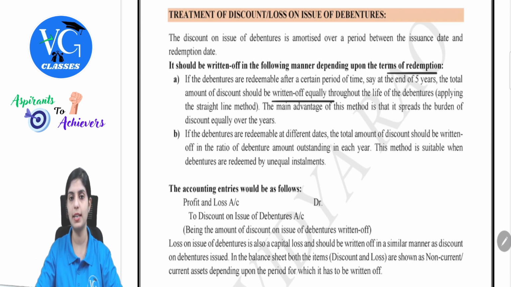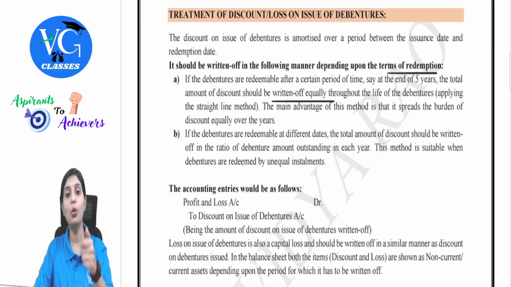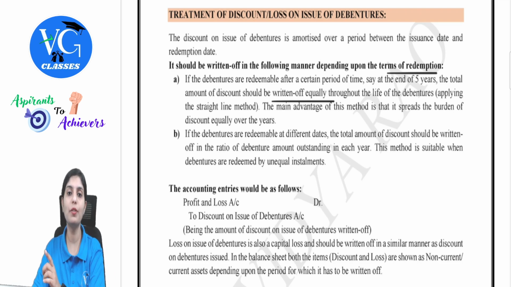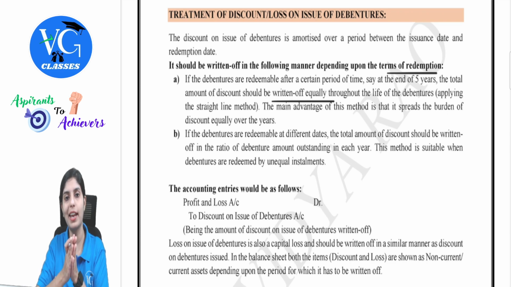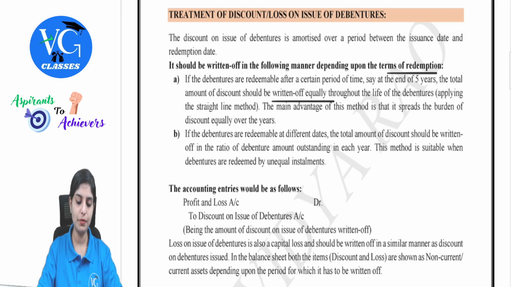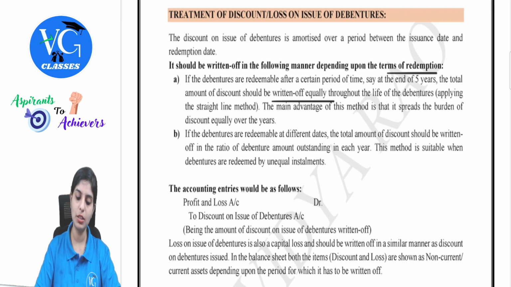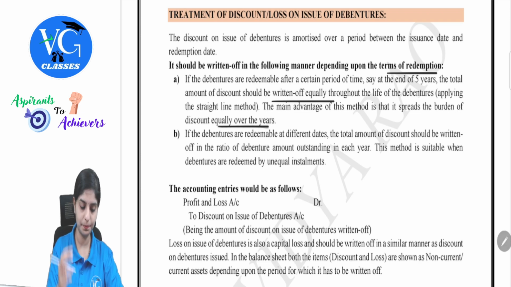Now, what this point says is, when I record the issue of debentures, if I know that the debentures are going to be repaid after 5 years, that means I am aware the benefit is going to be used for 5 years. So I will write this expense or loss off equally throughout the life of debentures, applying the straight line method. I can just take the total amount of loss or discount divided by 5 years. The main advantage of this method is that it spreads the burden of discount equally over the years.